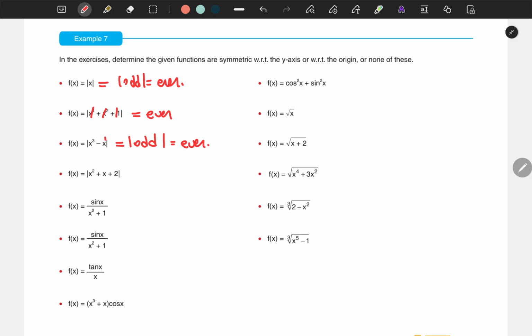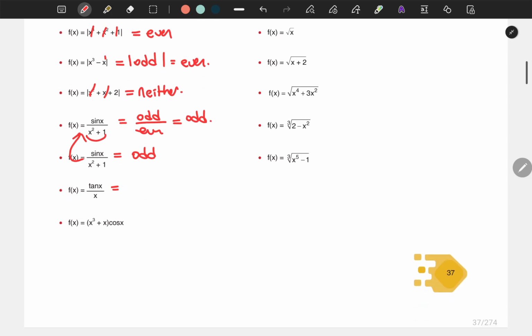Look at the inside: even and odd together, which means neither. Here, for example, sine x is odd and the down part is even, as a result, what will it be? Odd. Here again, same example of the up part. When I scroll down, tangent x is odd and the down part is again odd. Odd divided by odd, the result will be what? Even, isn't it? Why? Negative divided by negative will be positive.